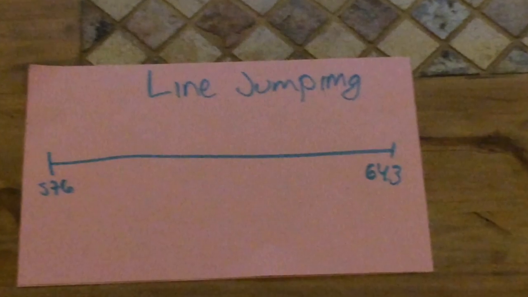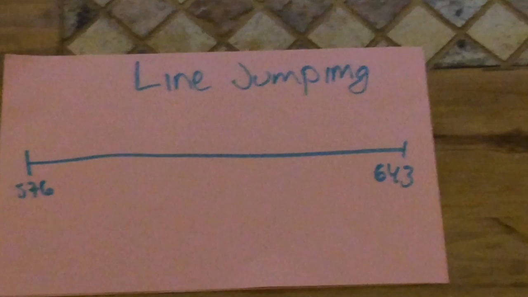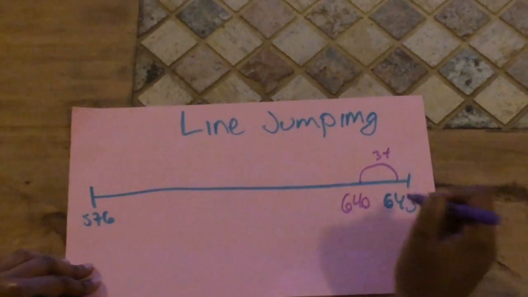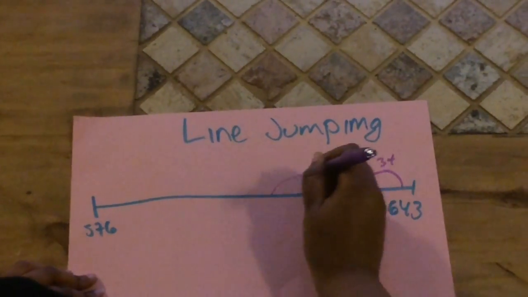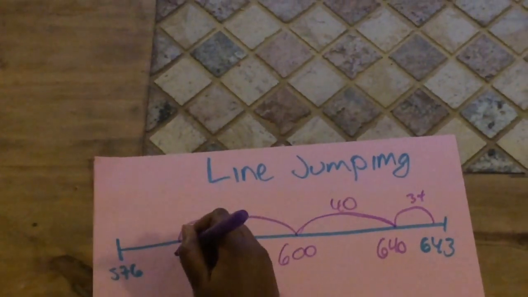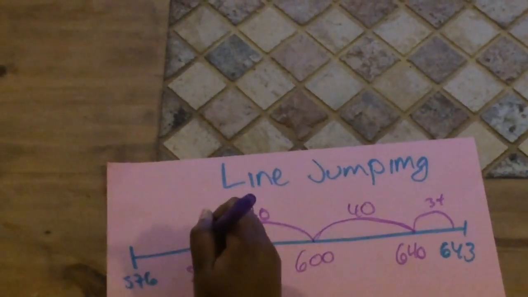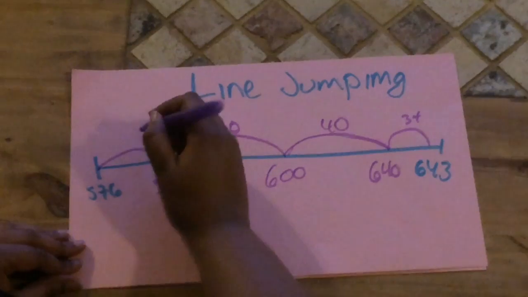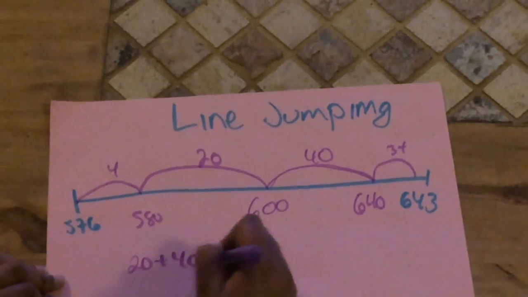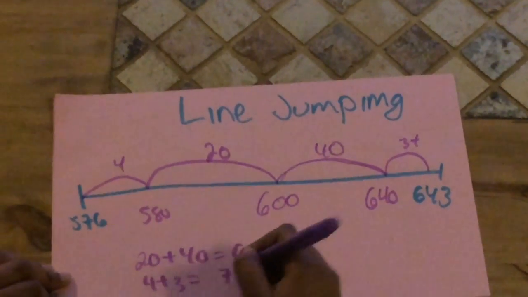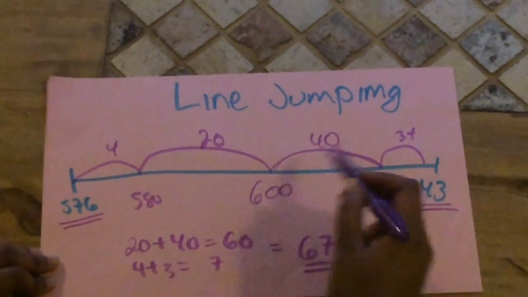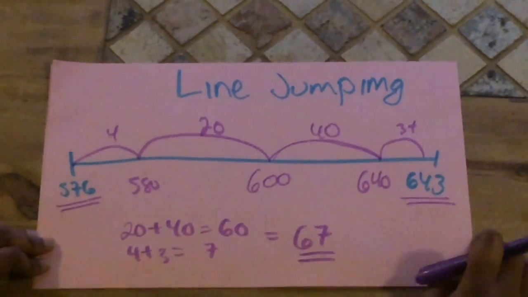Another way of doing three-digit subtraction is the line jump. This is a visual representation. Here we can jump from 643 to 640, and from 640 to 600, which is 40, and from 600 to 580, which jump is 20, and from 580 to 576, which the jump is 4. We can add the jumps, so 20 plus 40 equals 60, and 4 plus 3 equals 7, so the answer is 67. So 643 minus 576 is 67, and we can see this through jumping on this line.